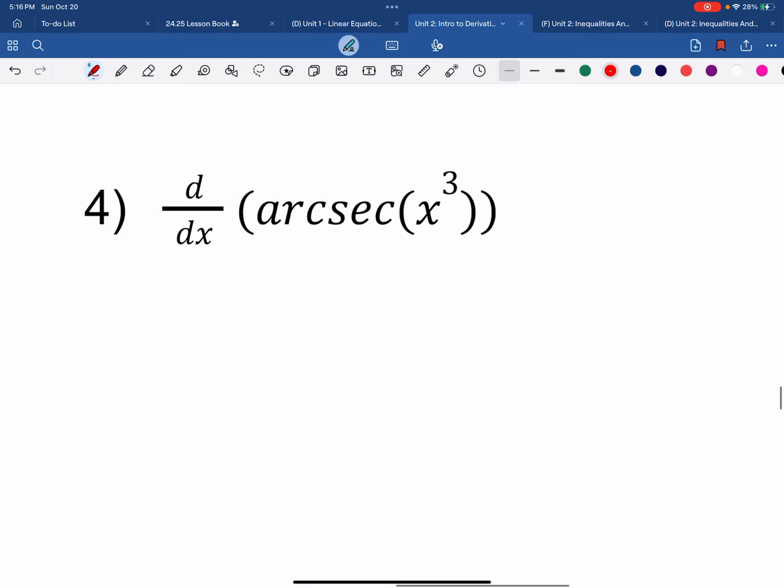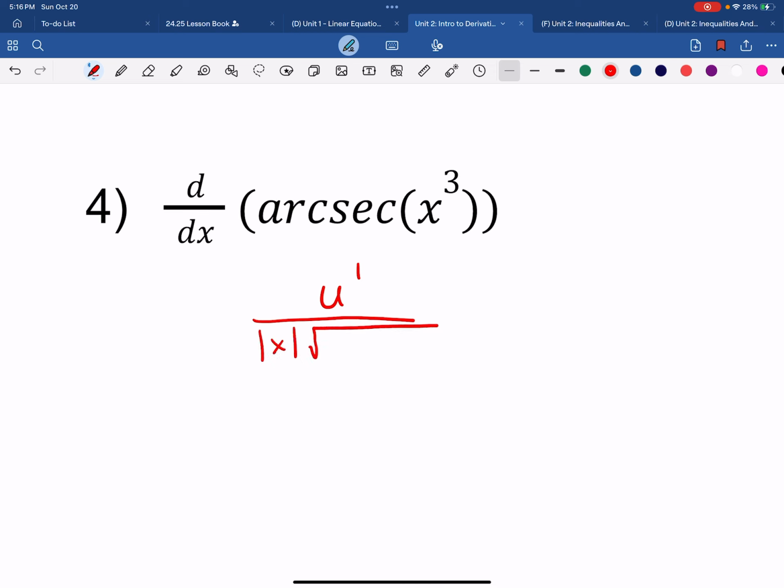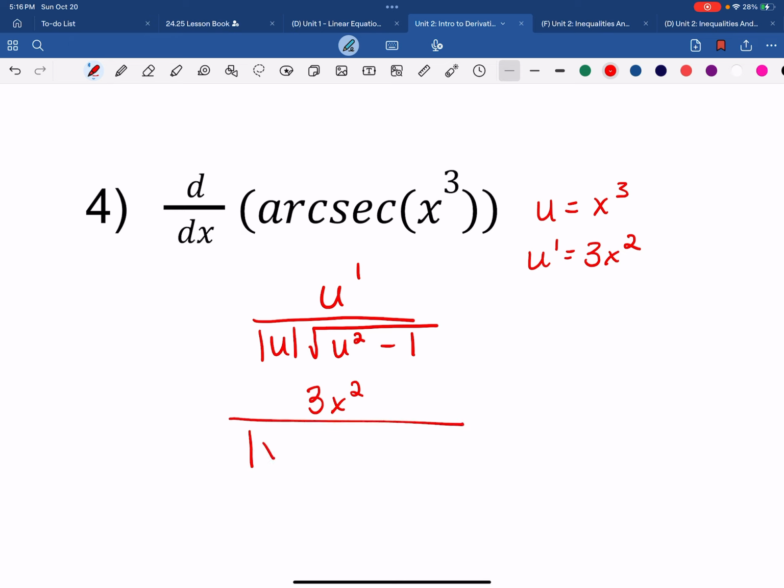Last one is secant. Secant is going to be positive, so we have u prime all over the absolute value of u, and now we switch the order, square root of u squared subtract 1. So still subtraction, because it's not together like tangent and cotangent, where it has that addition, but we do switch that order. And so my u is x cubed, and my u prime is 3x squared. So I have 3x squared all over absolute value of x cubed square root of x cubed squared subtract 1.